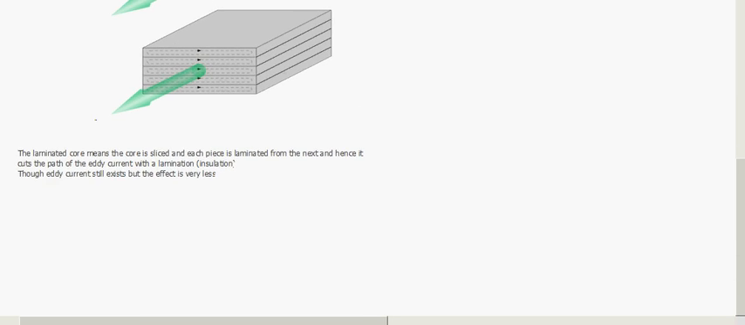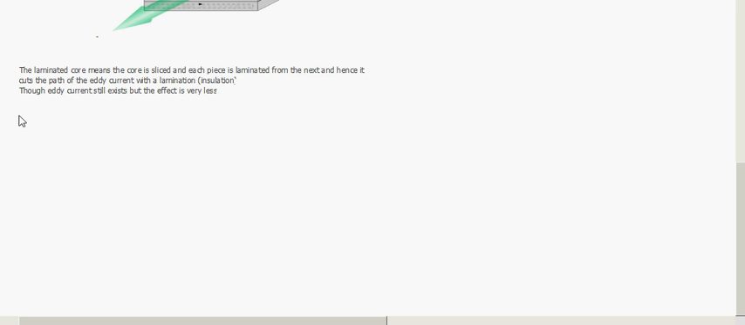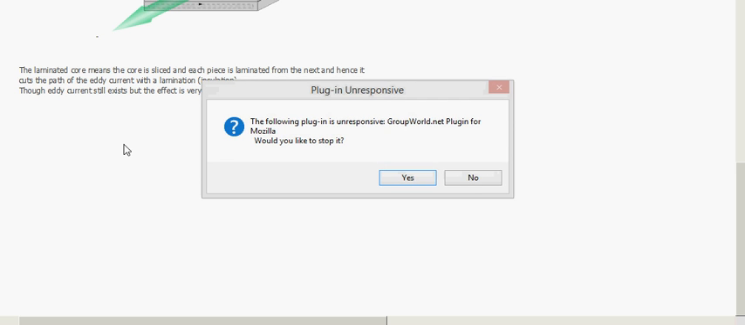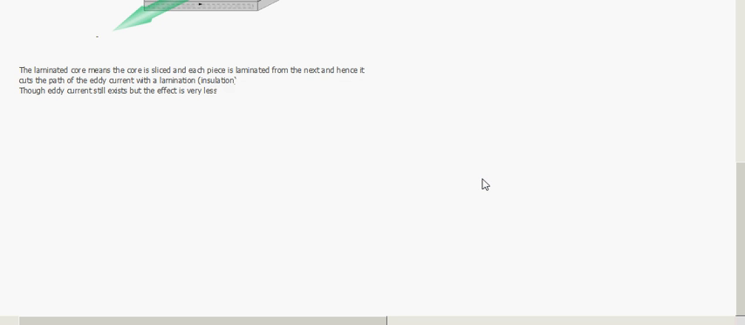They may ask you a question like how to minimize the eddy current. So you can write: eddy currents can be minimized by taking a laminated core, consisting of thin metallic sheets insulated from each other by varnish, instead of a single solid mass.